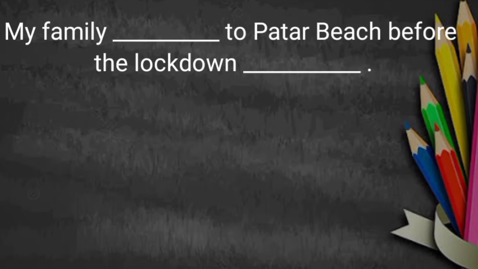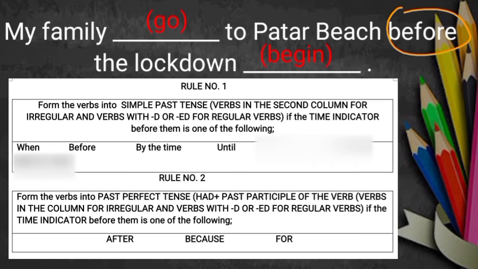Let's go back to the sentence. "My family go to Patar Beach before the lockdown begin." First step, look for the time indicator. And the time indicator present in the sentence is before. And since the time indicator before is under rule 1, let's form the simple past tense of the verb begin. What is the simple past tense of the irregular verb begin?